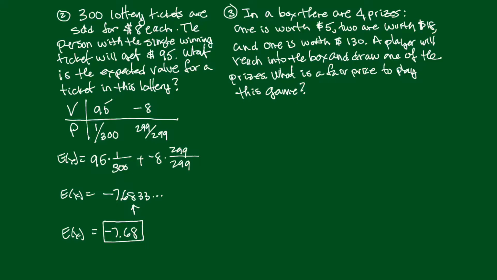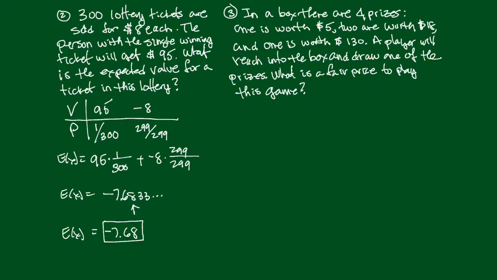Number 3 tells us that there's a box that has 4 prizes in it. One's worth $5, two are worth $18, and one's worth $130. A player is going to reach into the box and draw one of the prizes. What we want to know is, what is the fair price to pay to play this game?